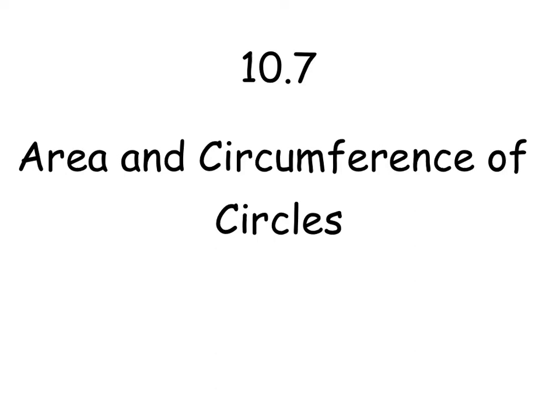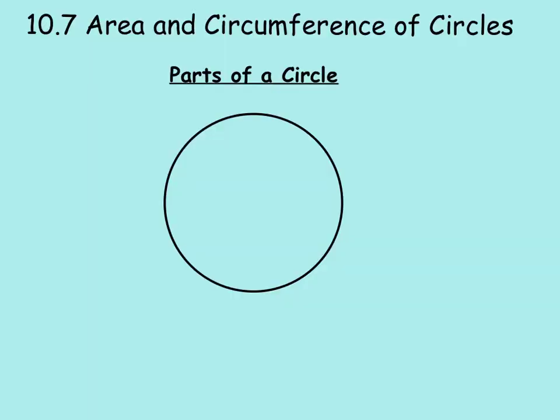Today we're going to go ahead and find the area and circumference of circles. Let's go ahead and review the parts of a circle. We have the distance from the center of the circle to the outer edge of the circle, and that is called the radius.